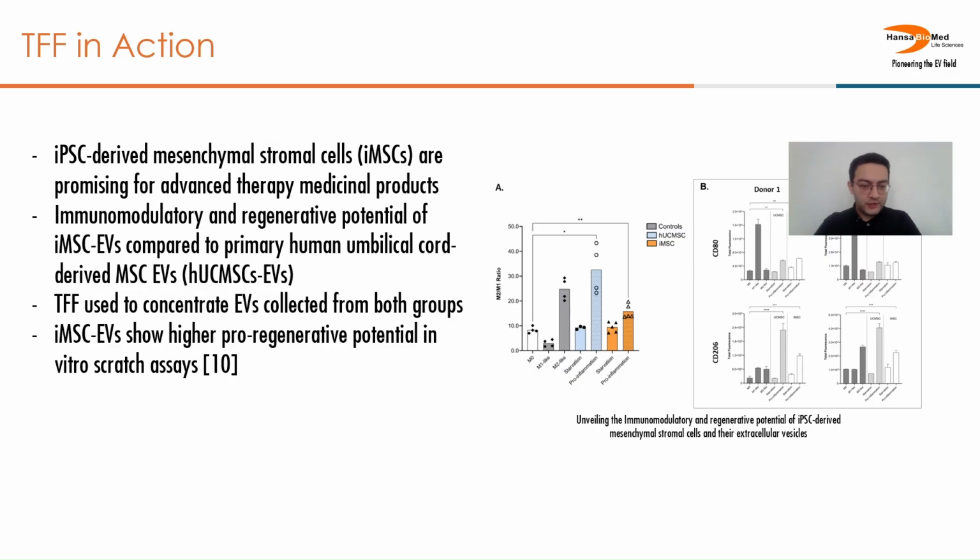before in vitro injection, for which the dosage is critical. And through in vitro scratch assays, the researchers were able to demonstrate that induced pluripotent stem cell EVs were indeed showing higher pro-regenerative potential compared to their human umbilical cord derived counterparts.